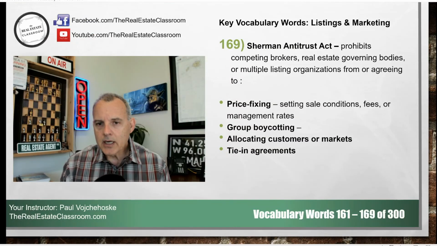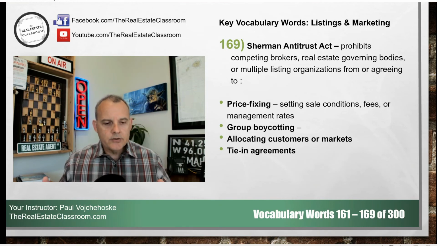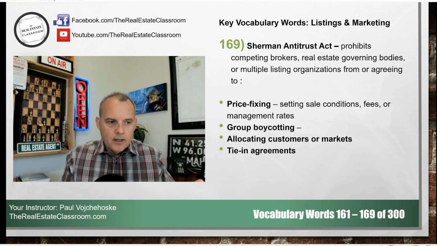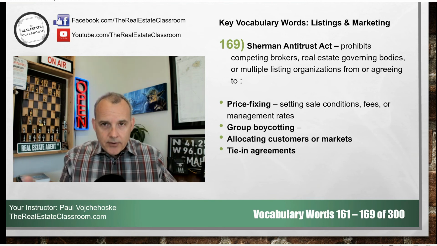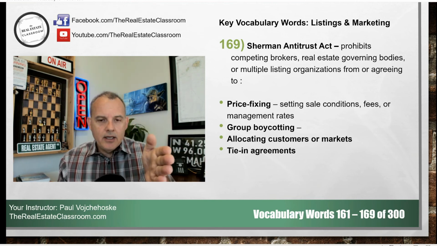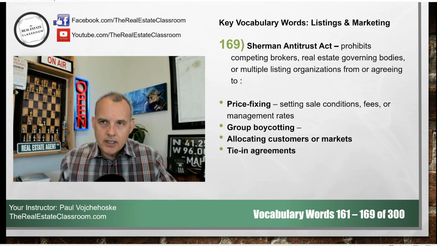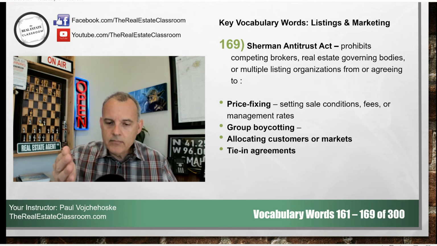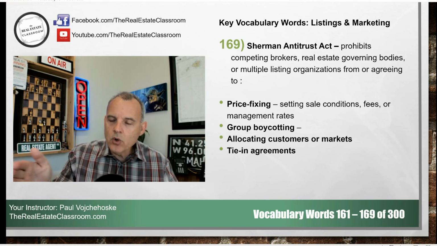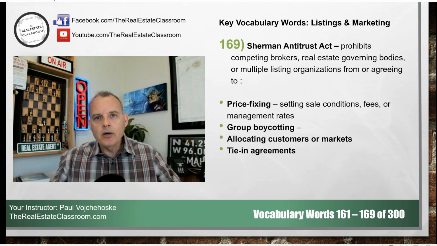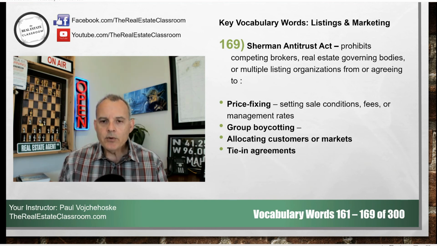So the next one I want to talk about is allocating customers or markets. Where we have seen this typically and historically is, let's say we have two major players in a local market, Company A and Company B. Company A and B conspire. They agree that any properties south of Main Street is going to be Company A's jurisdiction. Any housing or real estate transactions north of Main Street is Company B's area of operation. And they promise not to poach in each other's territories. That would be an example of allocating customers or markets.